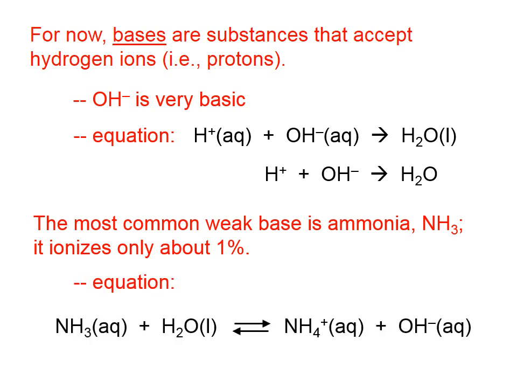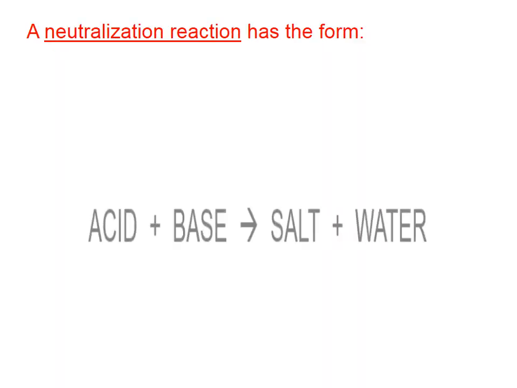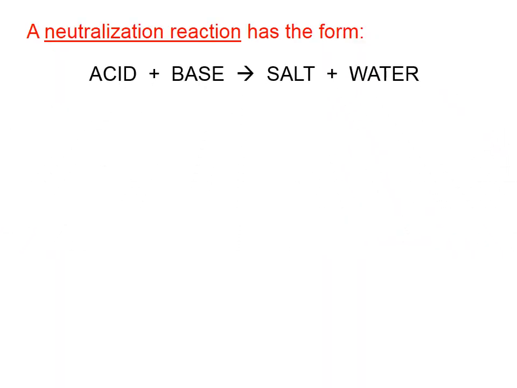The equation for that is going to go something like this. The ammonia is going to react with water, and you can see that it has accepted a proton and has now changed into the ammonium ion, and then the other product is the hydroxide ion. You can see that it's a base because it has accepted a proton. We also have some hydroxide ion in the solution that we didn't have before, so certainly this will be a basic solution. A neutralization reaction has this form.